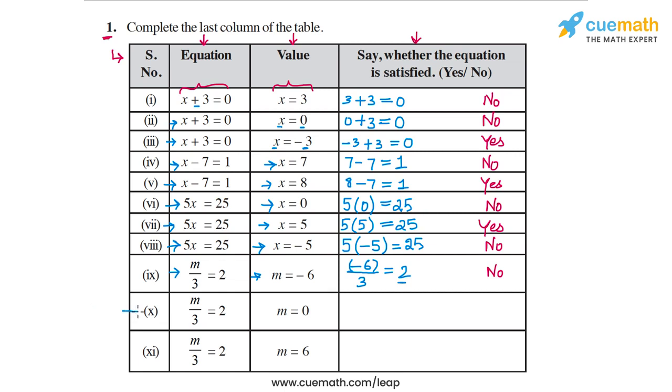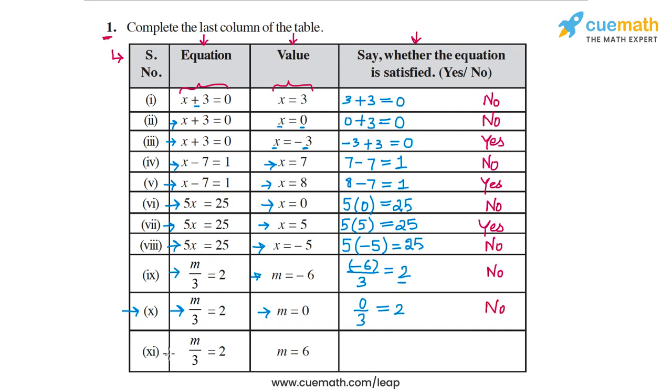In the 10th part, the equation we have is m by 3 is equal to 2 and the variable's value is m equal to 0. So let's substitute m equal to 0. So we get 0 by 3 because we have m by 3. So 0 by 3 is equal to 2. Now 0 by 3 is 0 and on the RHS we have 2. So this equation is not satisfied.